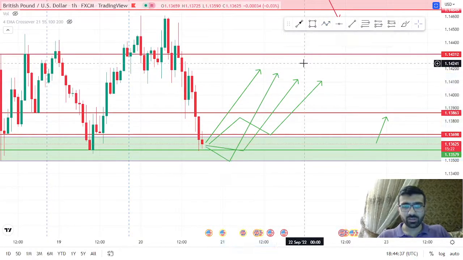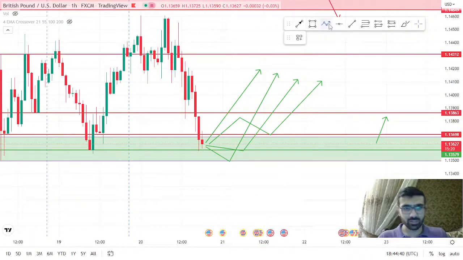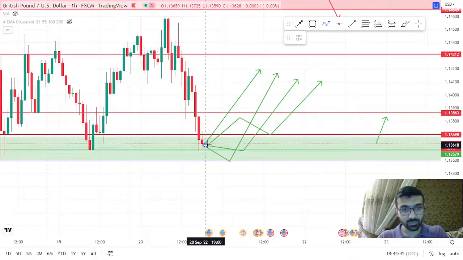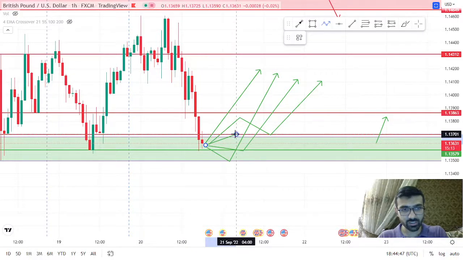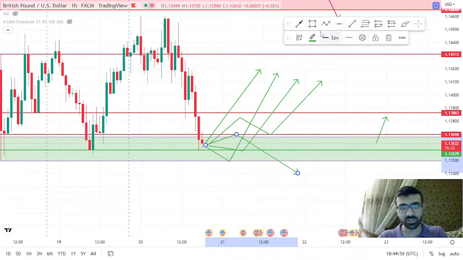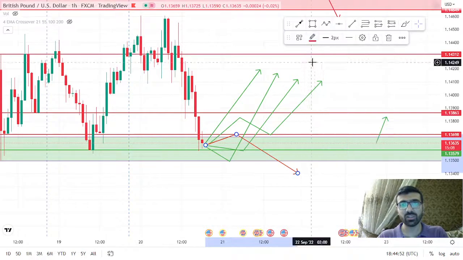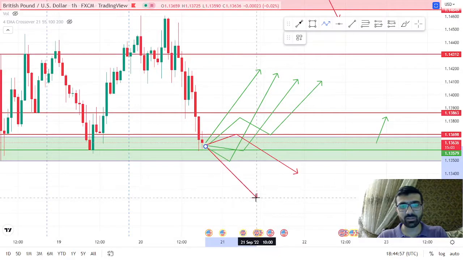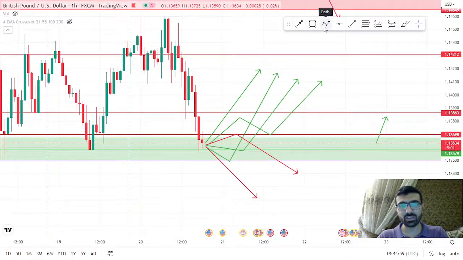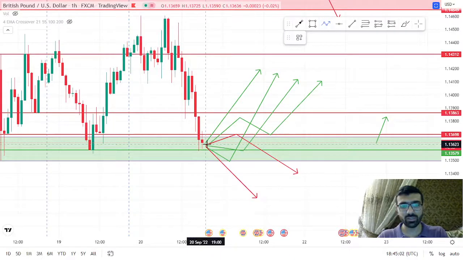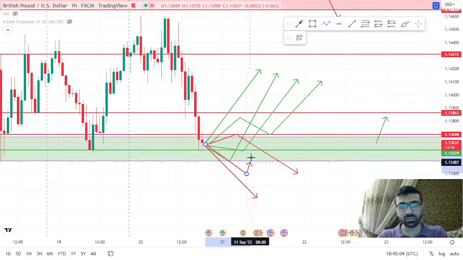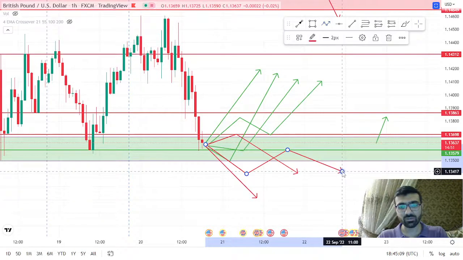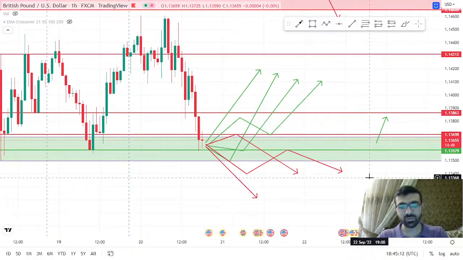Okay, and now the areas of resistance. If the market tests this area of resistance and closes below, then we can expect the market to fall from there. Secondly, if the market simply closes below this support area, then we can expect the market to fall straight away. And thirdly, if the market closes below this area of support, retests this support area and then closes down, then we can expect the market to fall further.